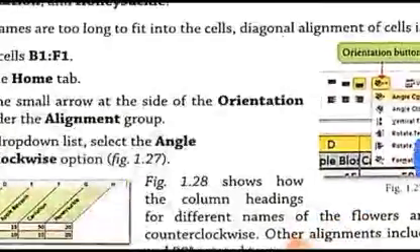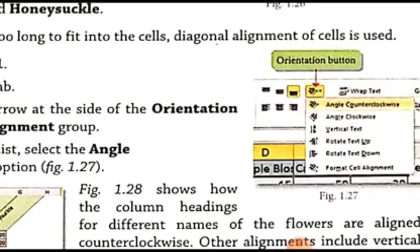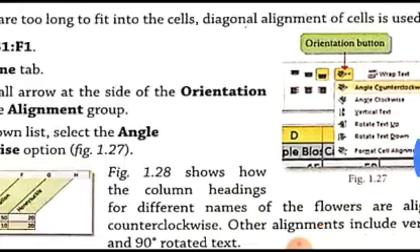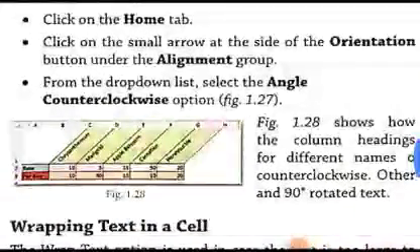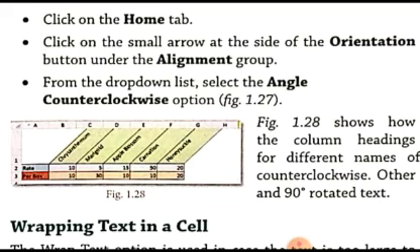There are different options like Angle Counterclockwise, Angle Clockwise, Vertical Text, Rotate Text Up, Rotate Text Down, and Format Cell Alignment. Here, for example, we are choosing the Angle Counterclockwise option. So what will happen? You can see in this figure 1.8, all the text will be arranged in the counterclockwise direction.